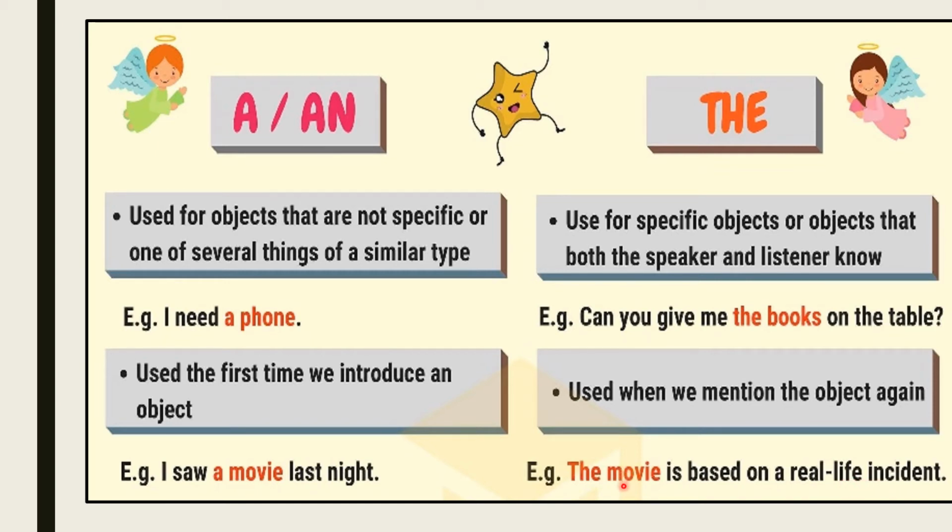In front of movie, in the second sentence I have used the, and in the first sentence I have used a. Why? Because here I am introducing the word movie for the first time. That's why I have used a. And in the second sentence, you all know that ma'am is telling about the movie which she had seen last night. That's why I have used the article the.